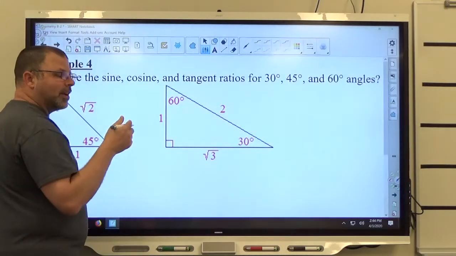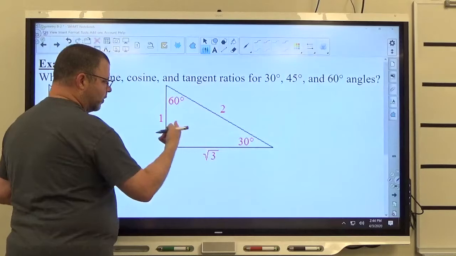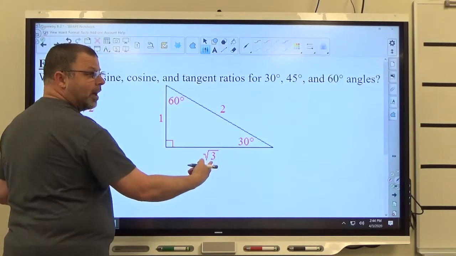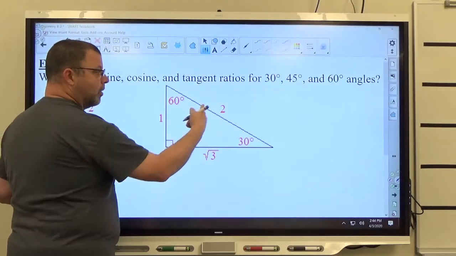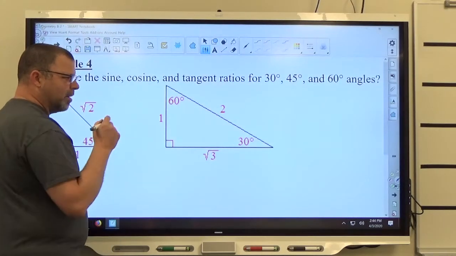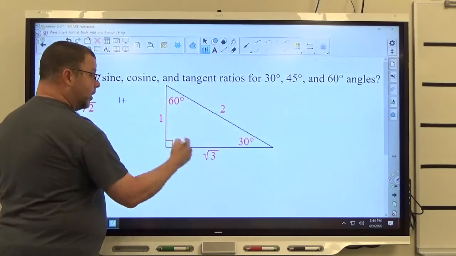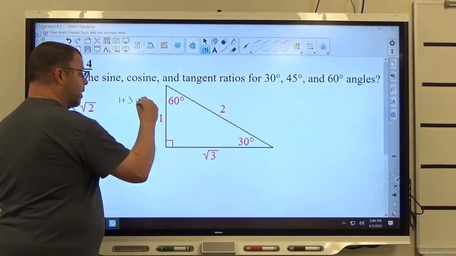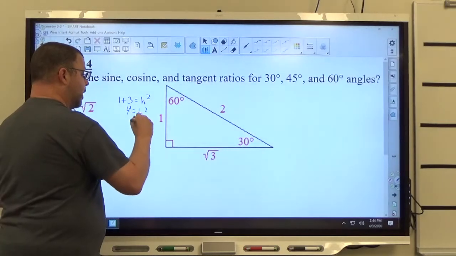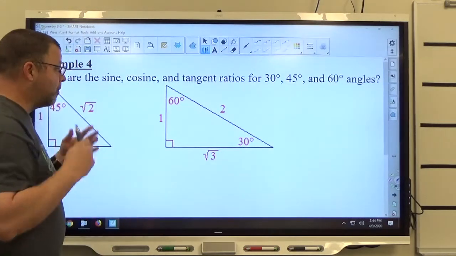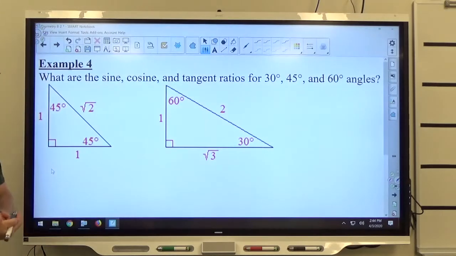And again, if you do go based on size, smallest angle, smallest side opposite, middle angle, middle size side opposite, biggest angle, biggest side opposite. Once again, Pythagorean theorem, if we tried it out, 1 squared is 1, square root of 3 squared is 3, 4 equals h squared, h equals 2. You can see there that it works with those numbers. And again, I promise you those are the right numbers for 30, 60, 90.